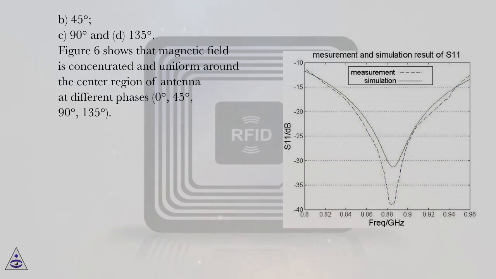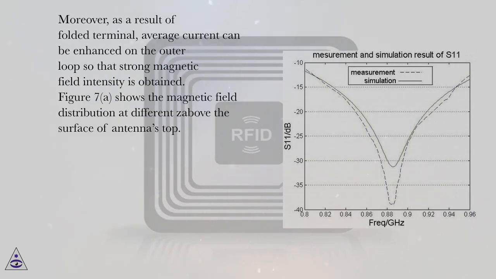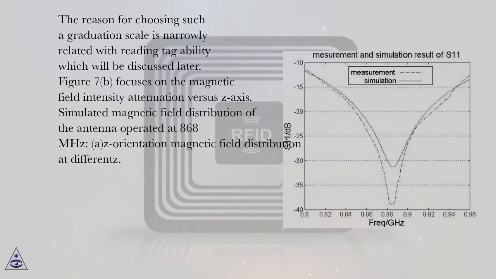Figure 6 shows that the magnetic field is concentrated and uniform around the center region of the antenna at different phases: 0 degrees, 45 degrees, 90 degrees, 135 degrees. Moreover, as a result of the folded terminal, average current can be enhanced on the outer loop so that strong magnetic field intensity is obtained. Figure 7a shows the magnetic field distribution at different heights above the surface of the antenna's top. The reason for choosing such a graduation scale is closely related to reading tag ability, which will be discussed later. Figure 7b focuses on the magnetic field intensity attenuation versus z-axis.